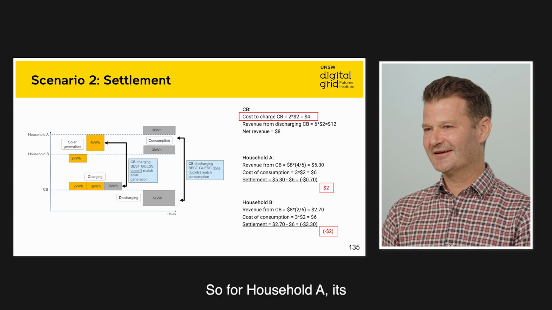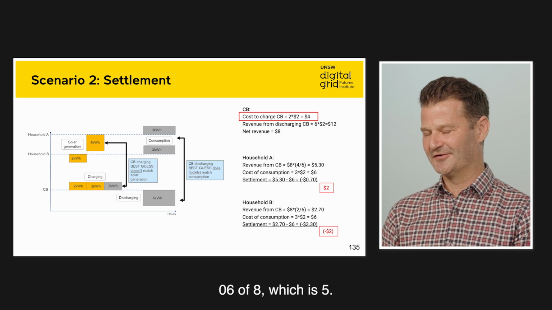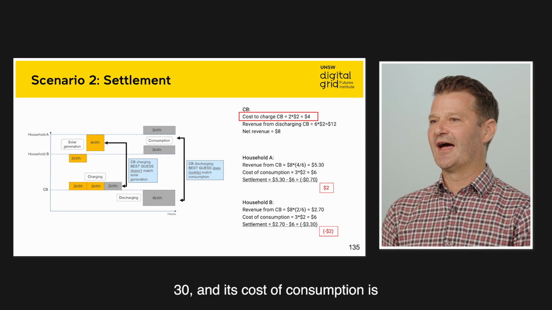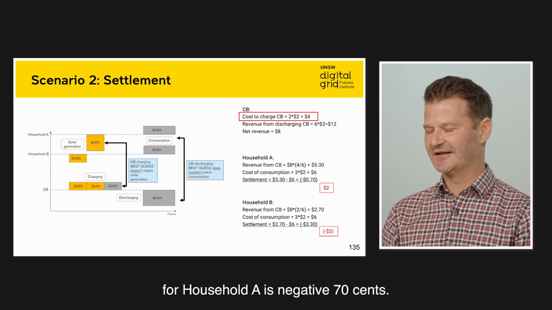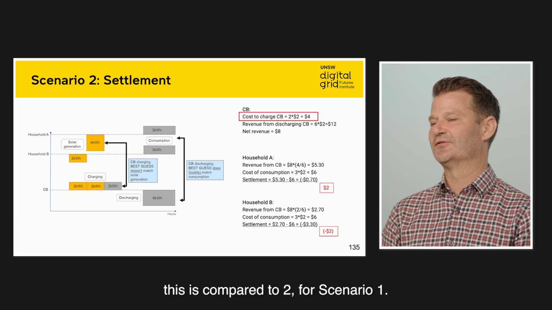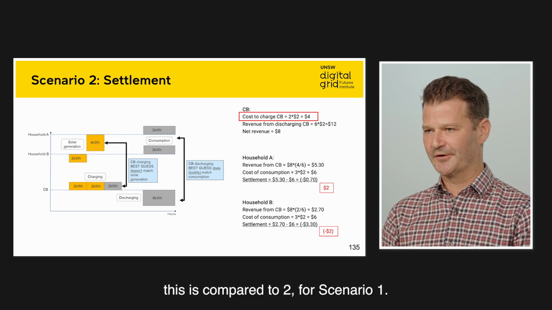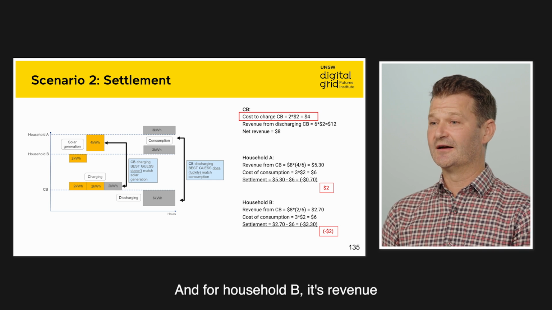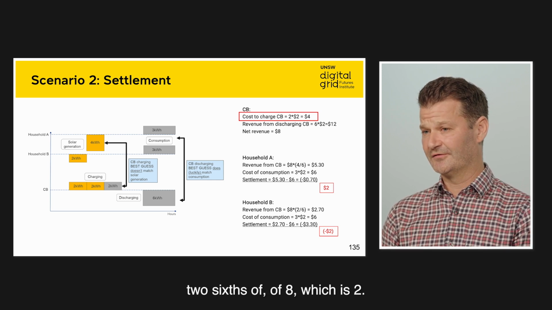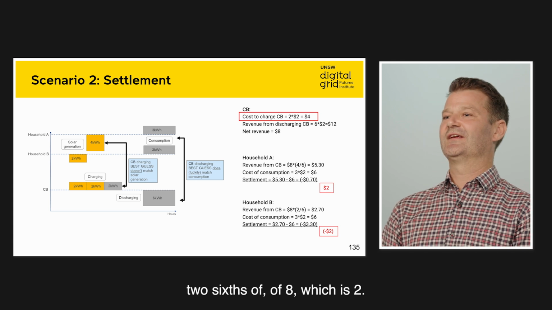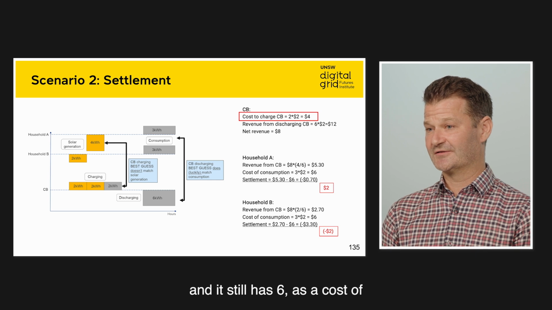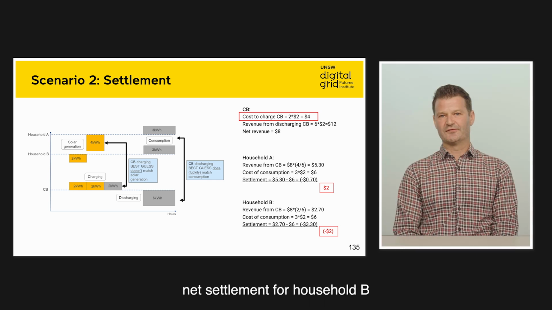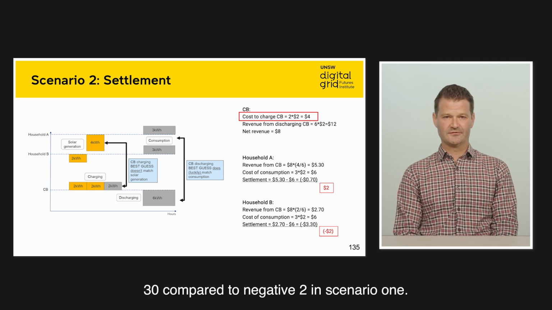For household A, its share of revenue is 4/6 of $8, which is $5.30, and its cost of consumption is still $6, which means the net settlement for household A is negative 70 cents. This is compared to $2 for scenario 1. And for household B, its revenue from the community battery is 2/6 of $8, which is $2.70. It still has $6 as a cost of consumption, which means that the net settlement for household B under this scenario is negative $3.30 compared to a negative $2 in scenario 1.